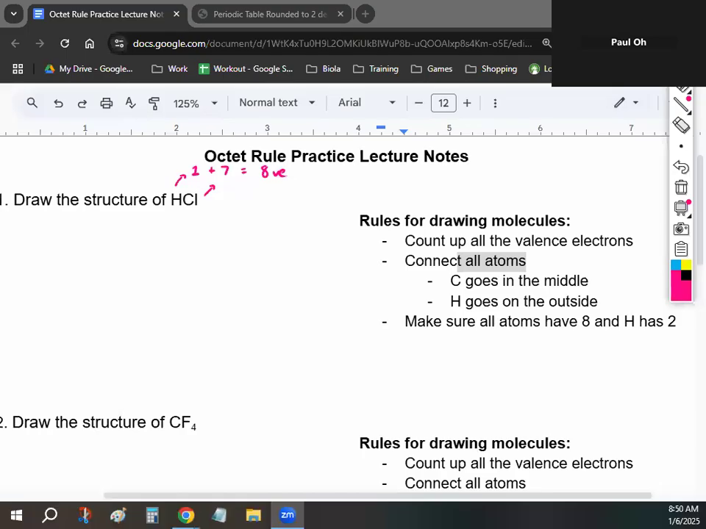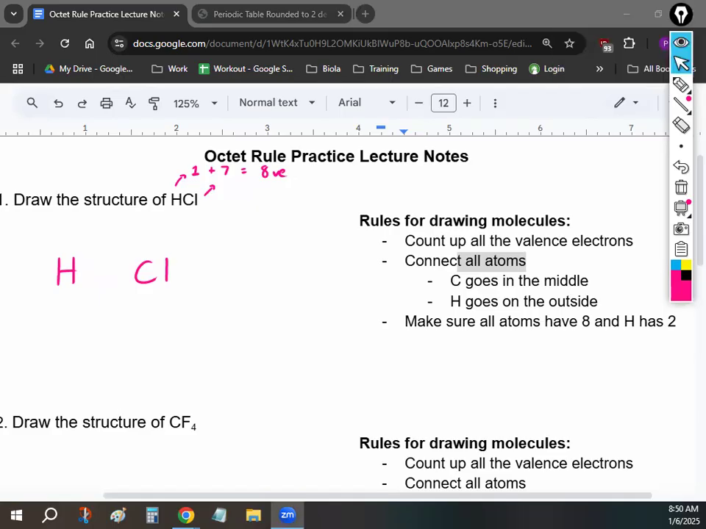Okay, so since we only have two elements on this one, let's just put them next to each other. So H and Cl are going to go next to each other. And then we want to connect them together. So we're going to draw a line connecting H and Cl.